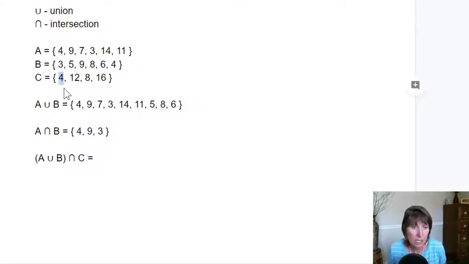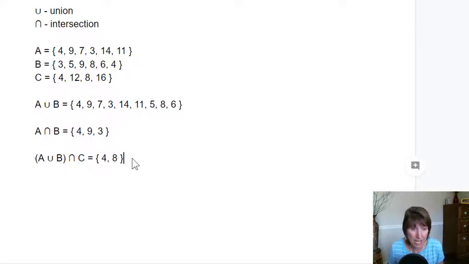So now 4 is in C, and it is in A union B. So 4 is going to be in this set. And then 12 is in C, but it's not in A union B. 8 is in C, and it is also in A union B. So we can include that. And then 16 is in C, but it is not in A union B. So the intersection of A union B and C is 4 and 8. And the order is important.